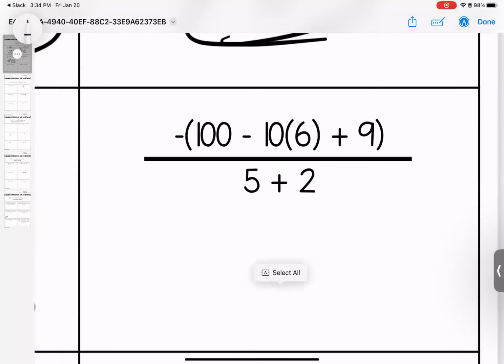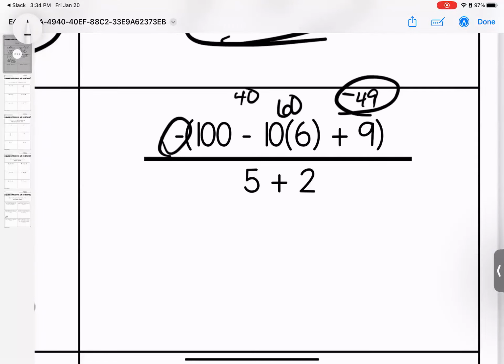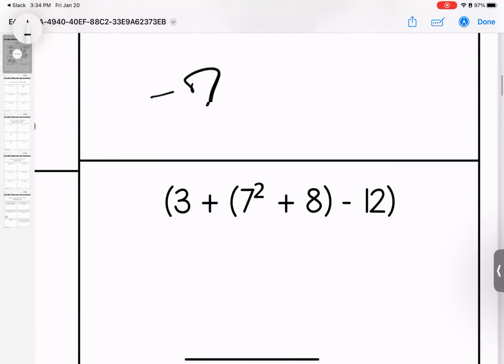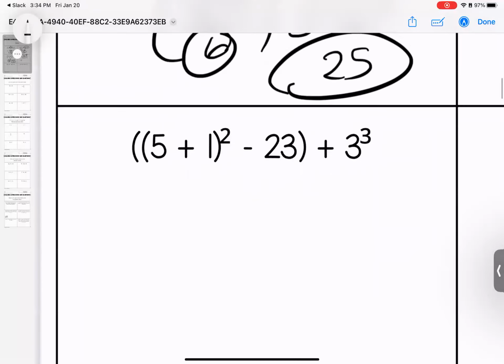Over here, we're going to start with our multiplying. So 10 times 6 is going to be 60. 100 minus 60 is going to be 40. 40 plus 9 is 49, and we have our negative sign. 5 plus 2 is 7. 49 divided by 7 is 7, and it's negative because we have opposite signs.